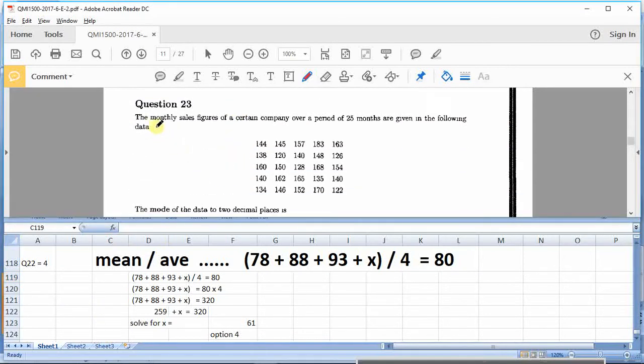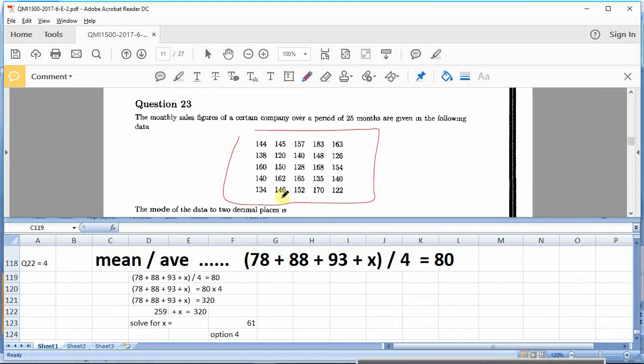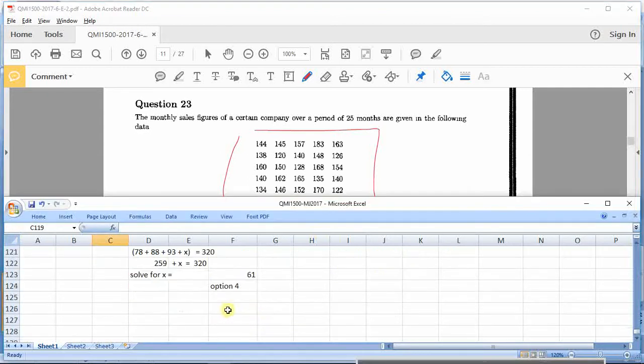Alright, the monthly sales figures of a certain company over a period of 25 months are given by the following data. There it is. The mode of the data to 2 decimal places. Okay, so mode is what? The most frequently occurring value. That's what the mode is. Alright, so mode is what occurs the most often. Okay, so what amount occurs the most often?